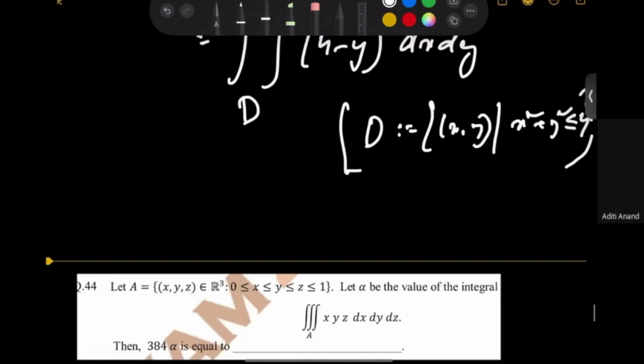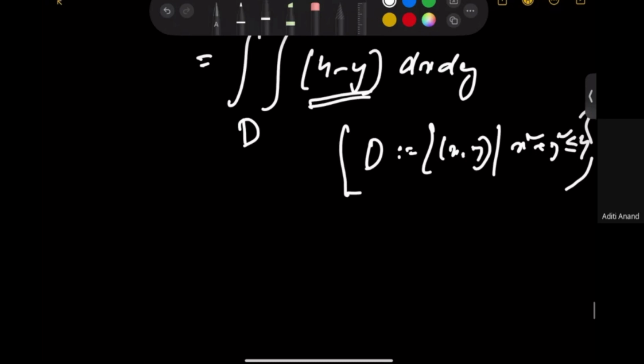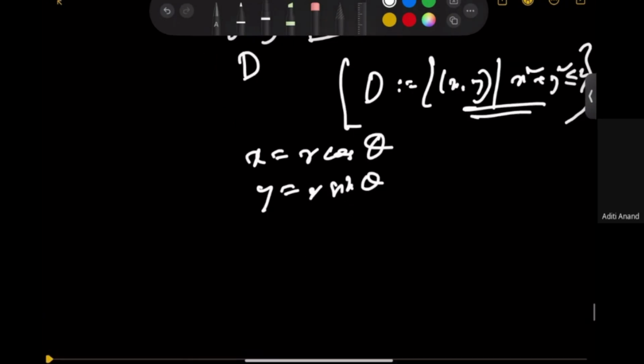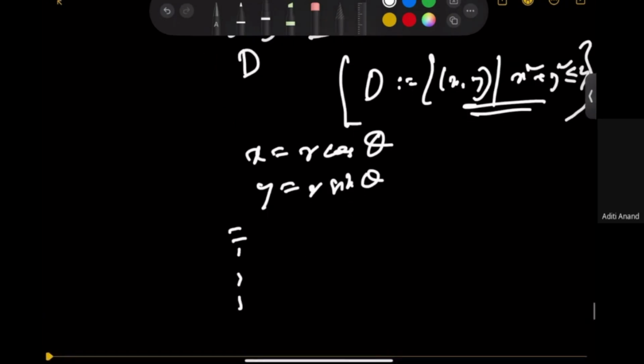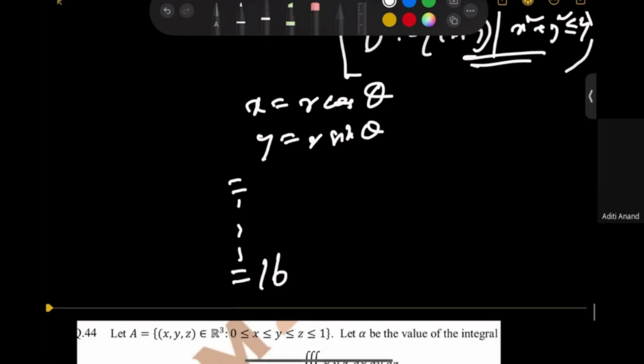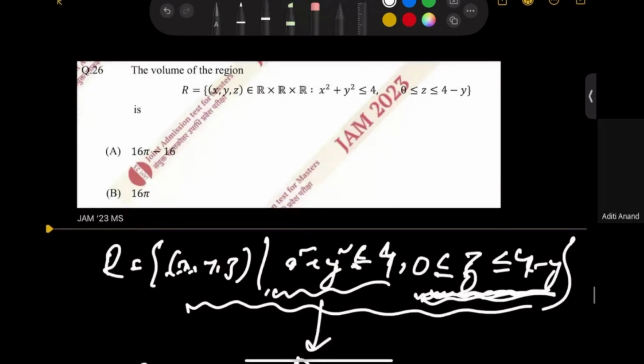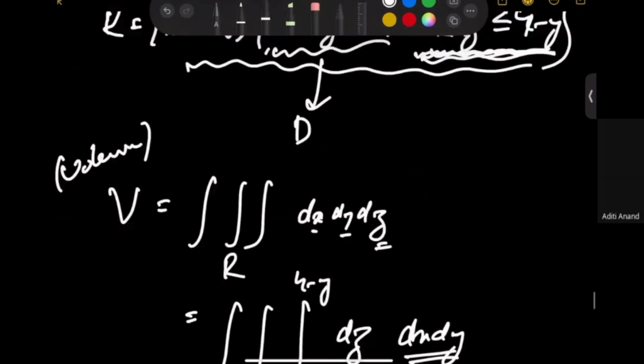You can do this very easily now. We have done this kind of problems. Because it's a disk, I can use polar coordinates, x equal to r cos theta, y equal to r sin theta, and all these things can be taken care of. You can do it very easily. The answer is 16 pi. Clear, guys? Okay, we can try the next problem.